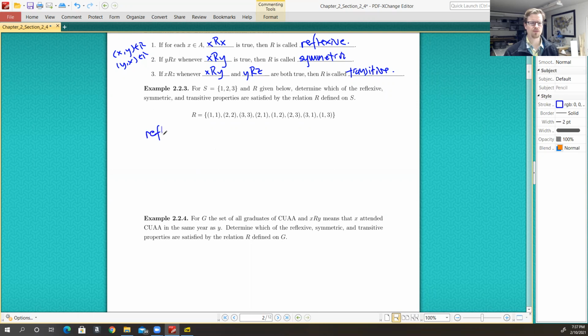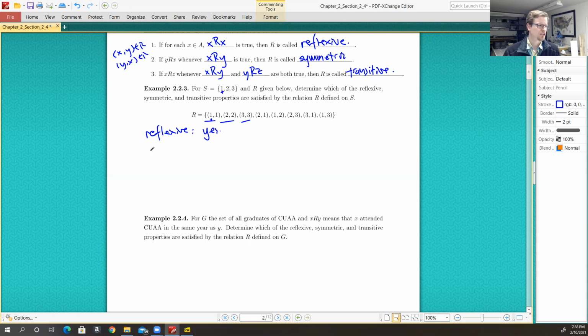So, reflexive. So here I have a 1. Is 1 related to itself, right? For each x in A, our set A is actually labeled S here, and it's 1, 2, 3. Is 1 related to itself? Yes. Is 2 related to itself? Yes. Is 3 related to itself? Yes. So is it reflexive? Yes, because every element in the set is related to itself.